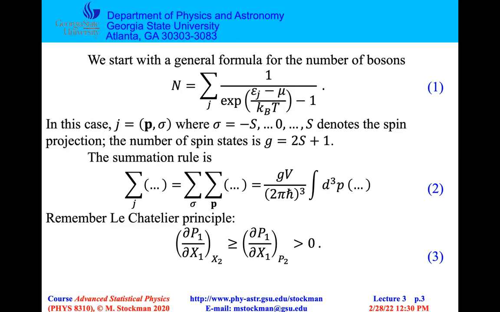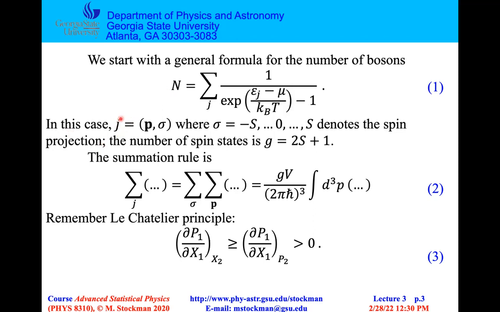We start with the general formula for the number of bosons known to you. So it is similar to what we had for photons and phonons. However, here the chemical potential mu is not assumed to be 0, and it controls the number of particles. So this equation should be considered as an equation to find n controlled by mu, or vice versa, to find mu if n is given.